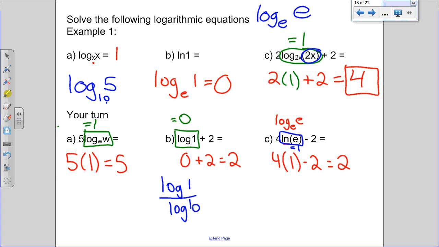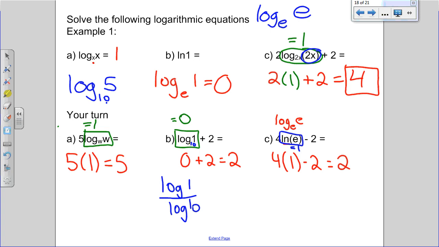So for the second one, is log of a number with no base just 0? No, this secretly means log base 10 of 1. So if they don't write a base, the base is 10.